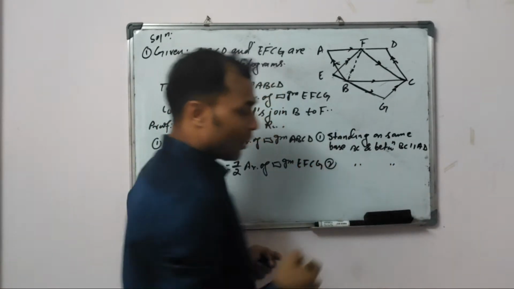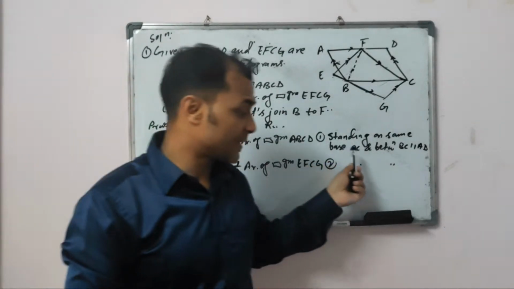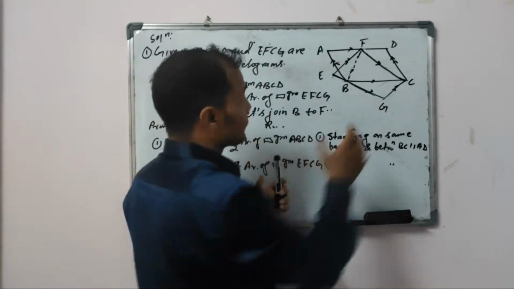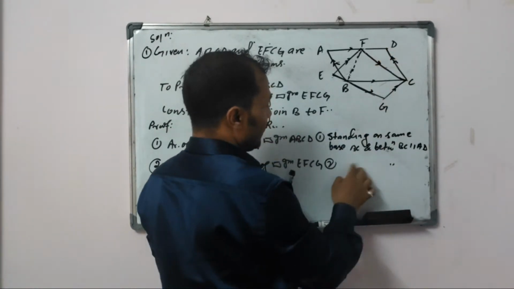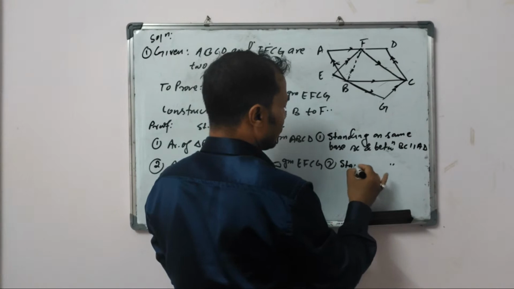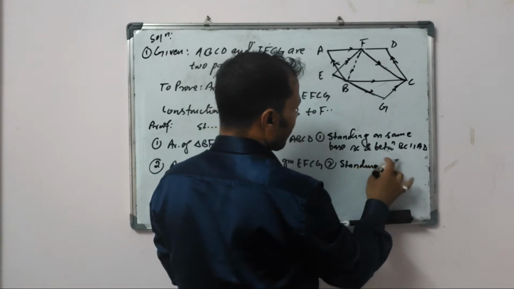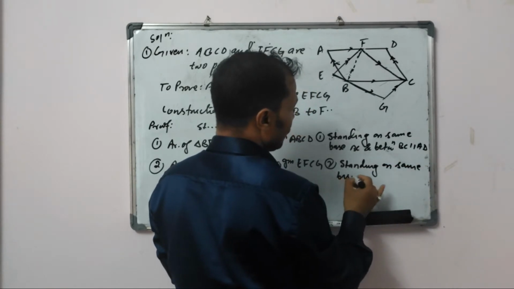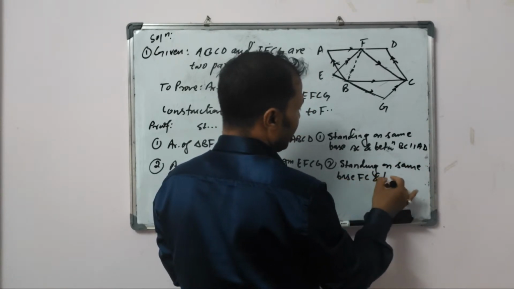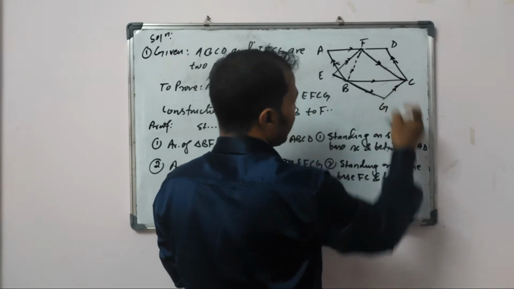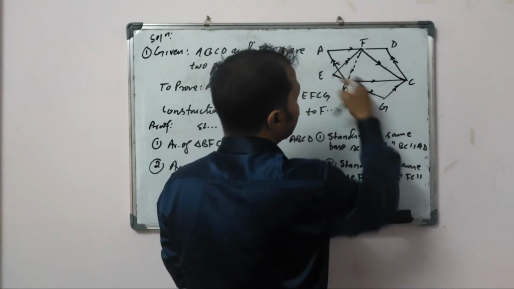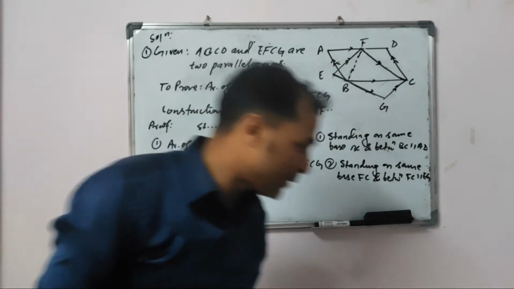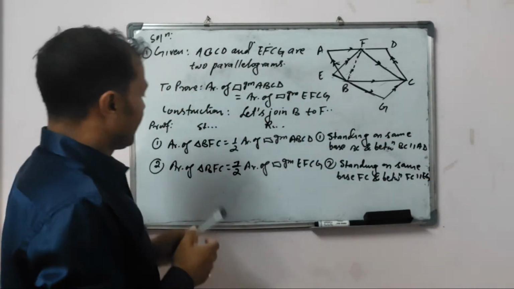You can write the region accordingly. Standing on same base and between the same parallel lines. But the base should be FC. Let me write here. Standing on same base. Which base? FC, and between FC parallel EG. Right? FC parallel EG. So this is the second case.